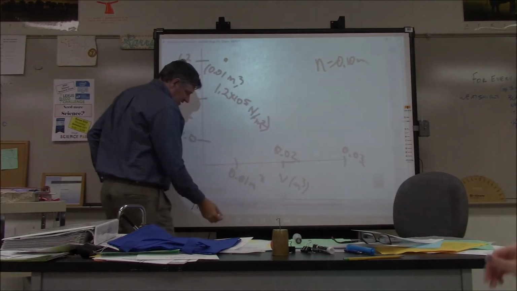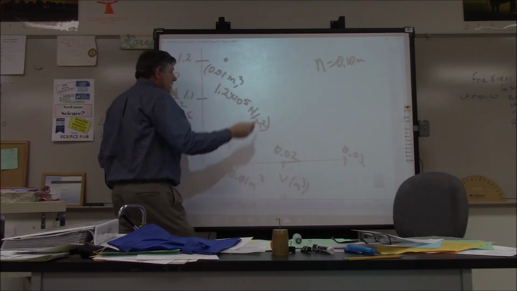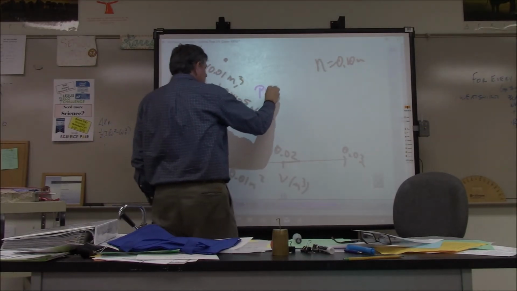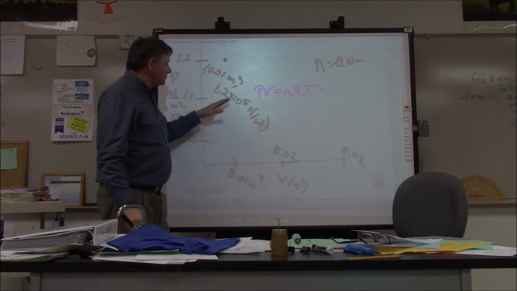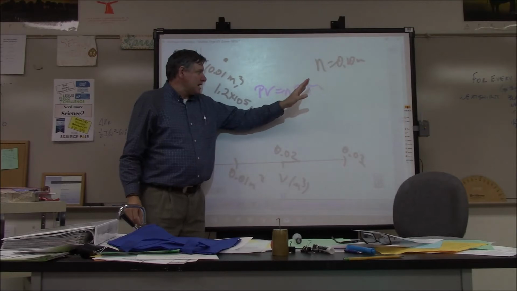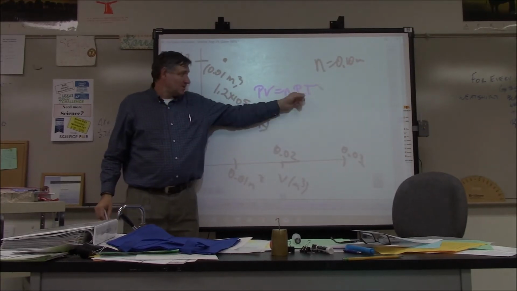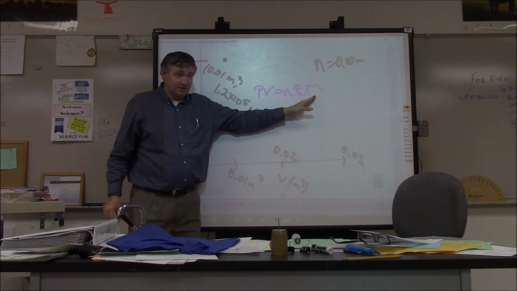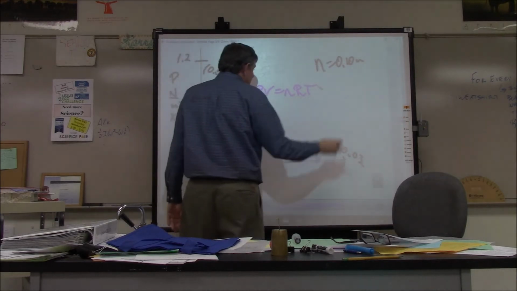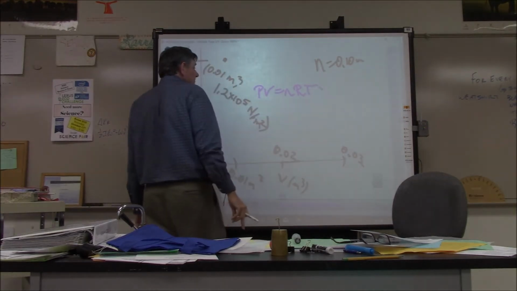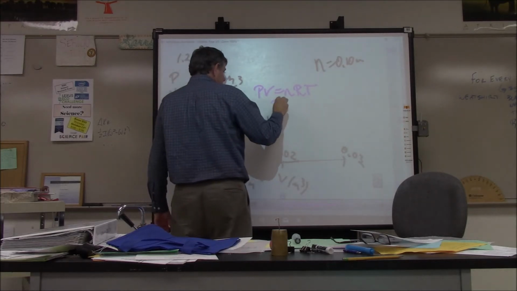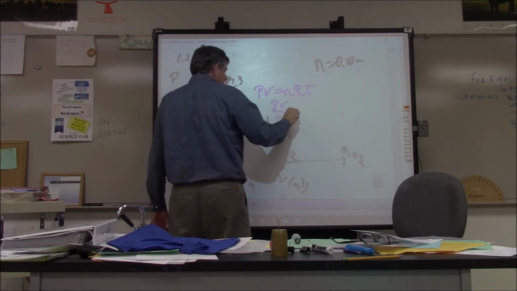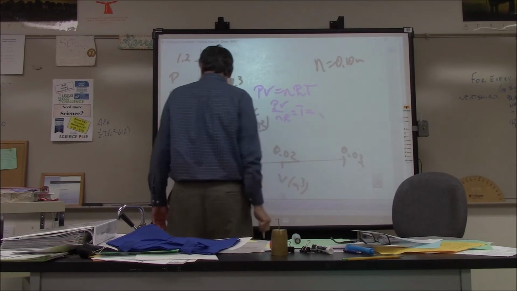So if you look at what Max talked about, we know that PV equals nRT. I know my pressure, I know my volume, and I know my number of moles. I know my ideal gas law constant, so I can find the temperature. So, Logan, how am I gonna get temperature by itself? Divide by nR. Yeah, so pressure times volume divided by nR equals my temperature.